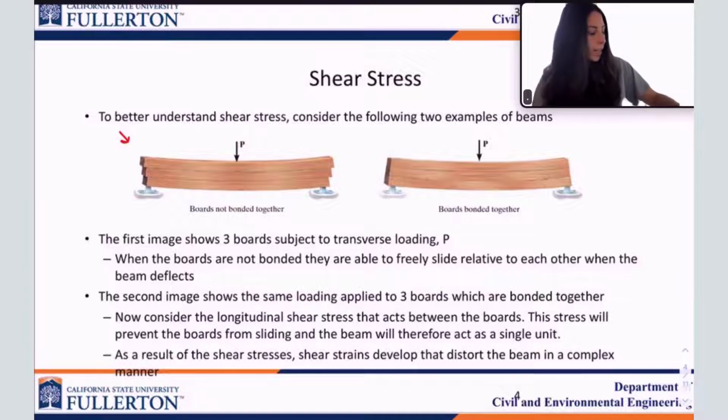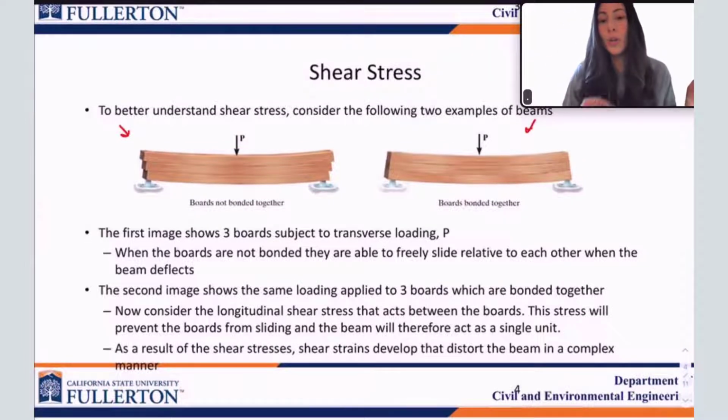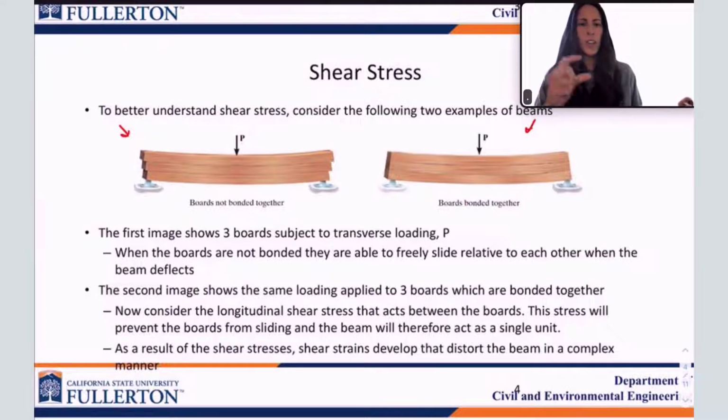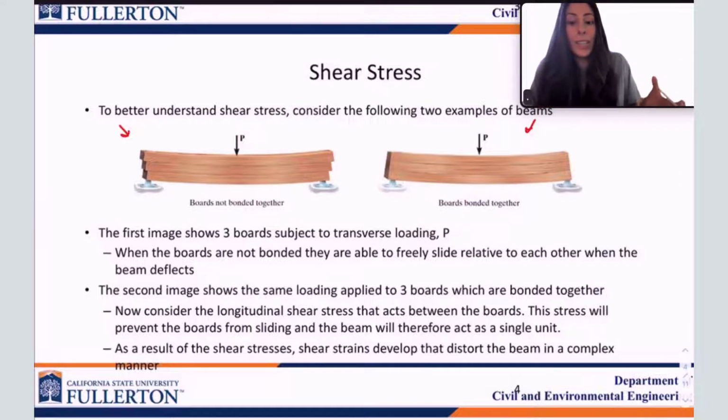This second image on the right shows those same three boards, but the only difference is you can think that we've glued those boards together, or bonded them together somehow. Now they act like a beam. They act as one long, slender member, all resisting that load P as it's applied perpendicular to the longitudinal axis. Now we can consider the longitudinal shear stress that acts between those boards. What is the shear stress acting between those boards that is preventing them from sliding and acting now as a beam, as one single structural member, as one single unit?